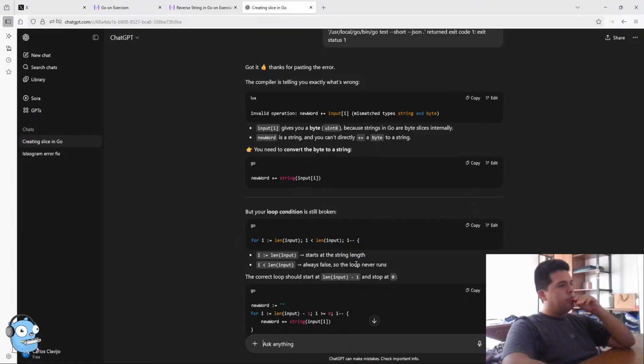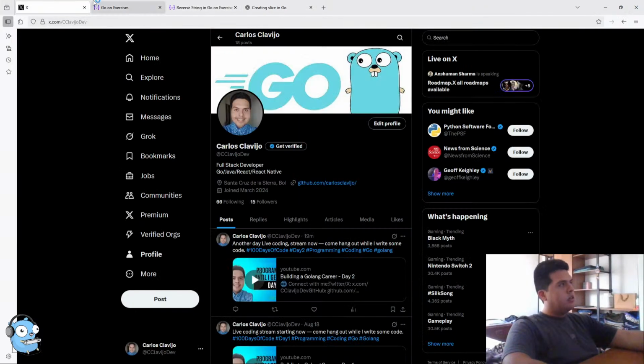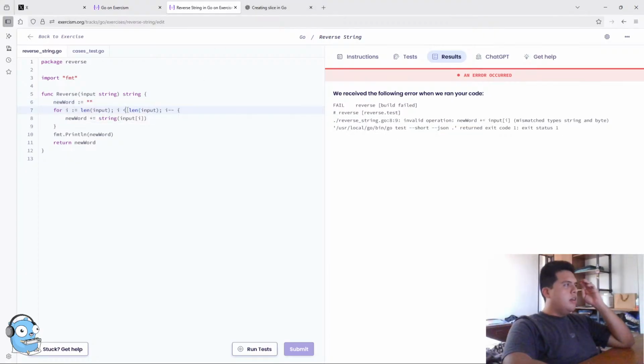i equals len input, starts at the string length. Always false, so the loop never runs. Oh, okay. Ah man, it's more than 0.